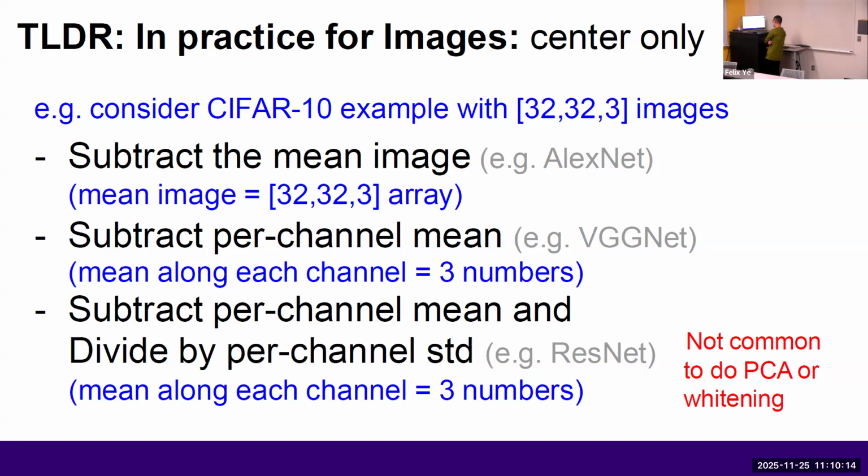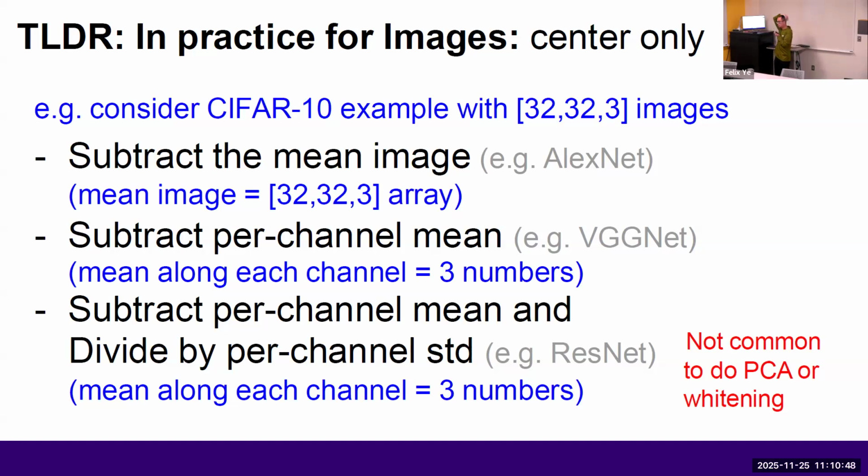For the CIFAR-10 example, you have 32 by 32 by 3 images. Everything is color: 32 by 32 is the pixel values, and 3 is the RGB values. So this is actually a tensor. Each RGB image is a three-dimensional tensor. What you can do is subtract the mean image, as was used in AlexNet.